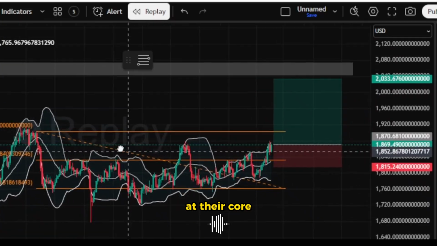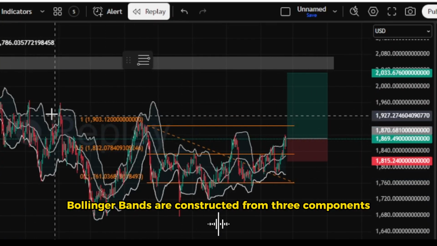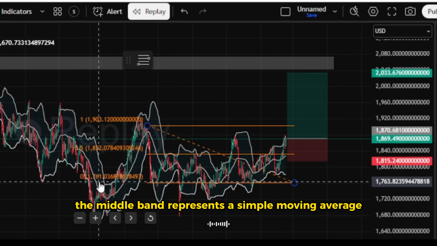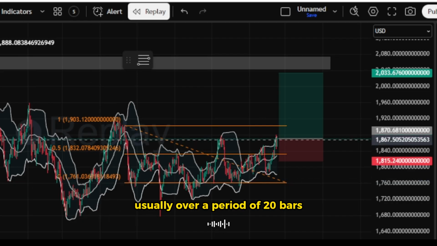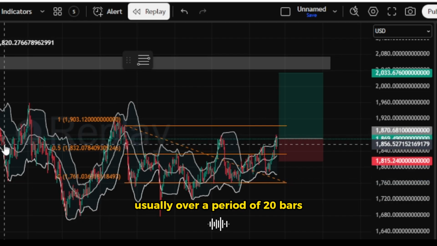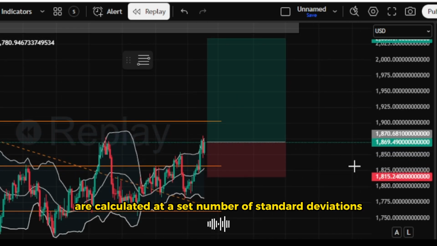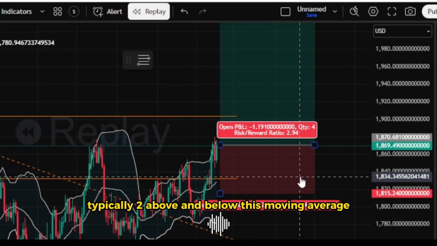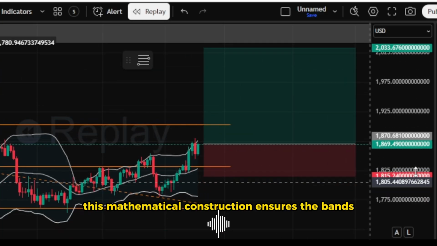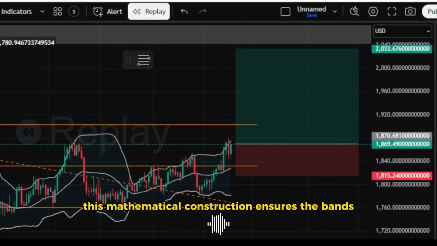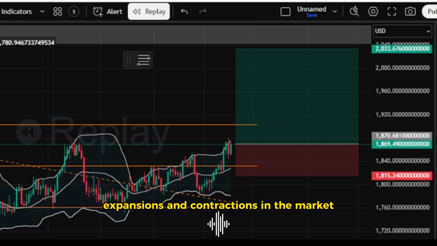At their core, Bollinger Bands are constructed from 3 components. The middle band represents a simple moving average, usually over a period of 20 bars. The upper and lower bands are calculated at a set number of standard deviations, typically 2 above and below this moving average. This mathematical construction ensures the bands dynamically adapt to volatility expansions and contractions in the market.